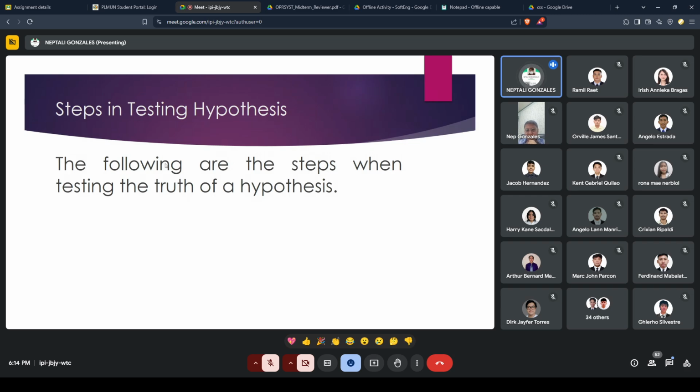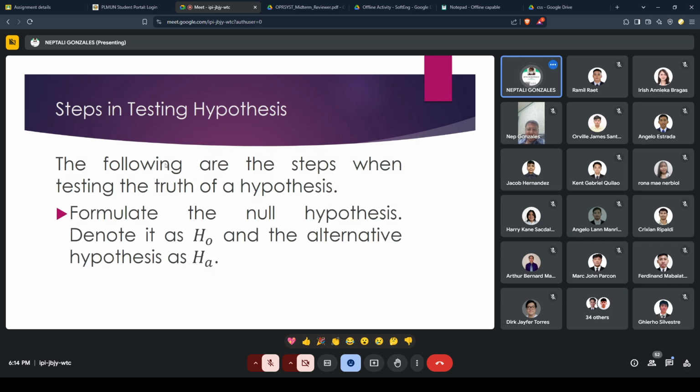So we will proceed. The following are the steps when testing the truth of a hypothesis. The first one: you should formulate the null hypothesis, denoted as H sub O, and the alternative hypothesis as H sub A. Formulate the null and alternative hypothesis, denoted by H sub O and H sub A.